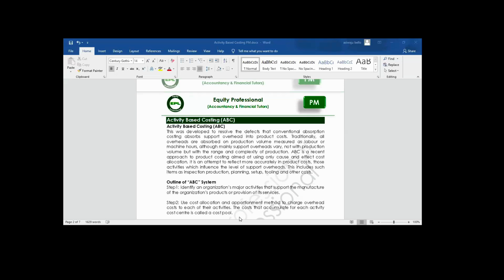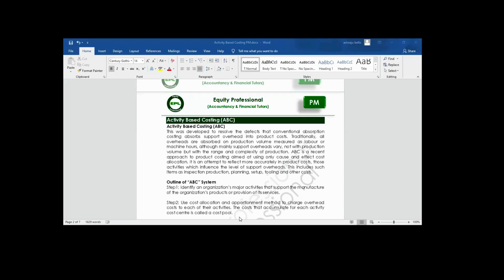Now, direct cost can be traced to a particular product. Hence, they can be allocated to that product. Direct costs do not create accounting problems. Because the cost can be traced to a particular product, what we need to do is to allocate the direct cost to the products involved.